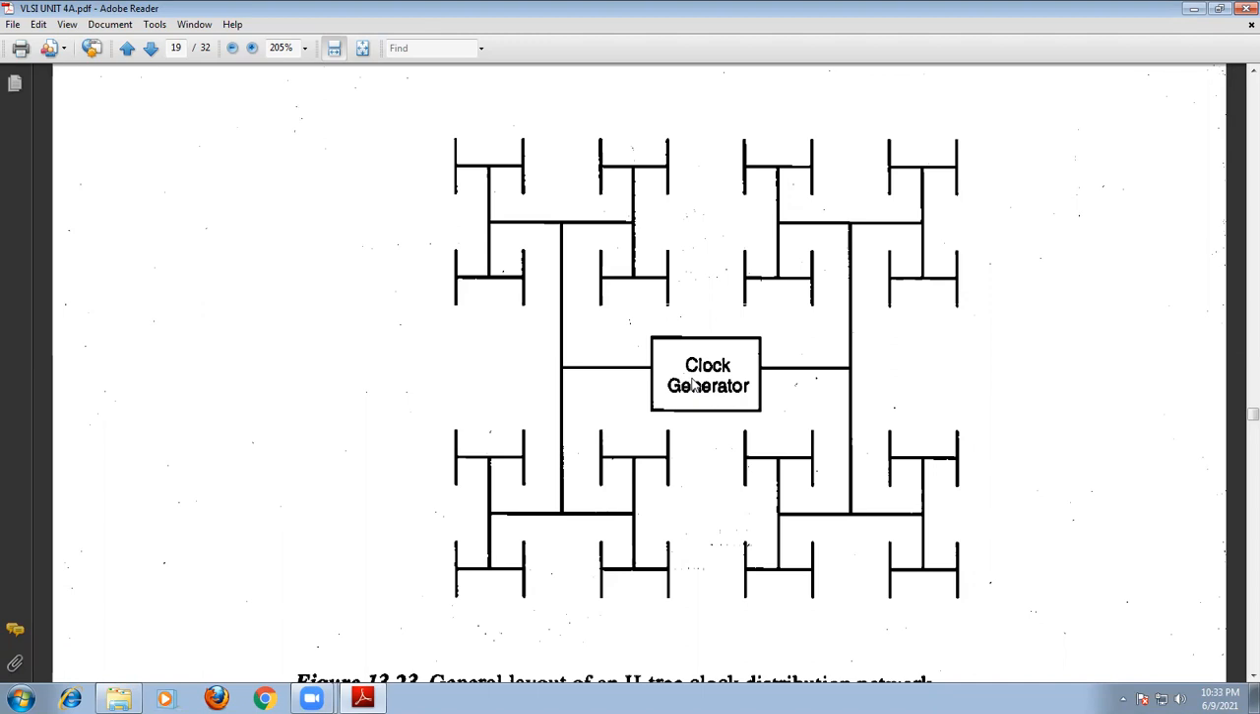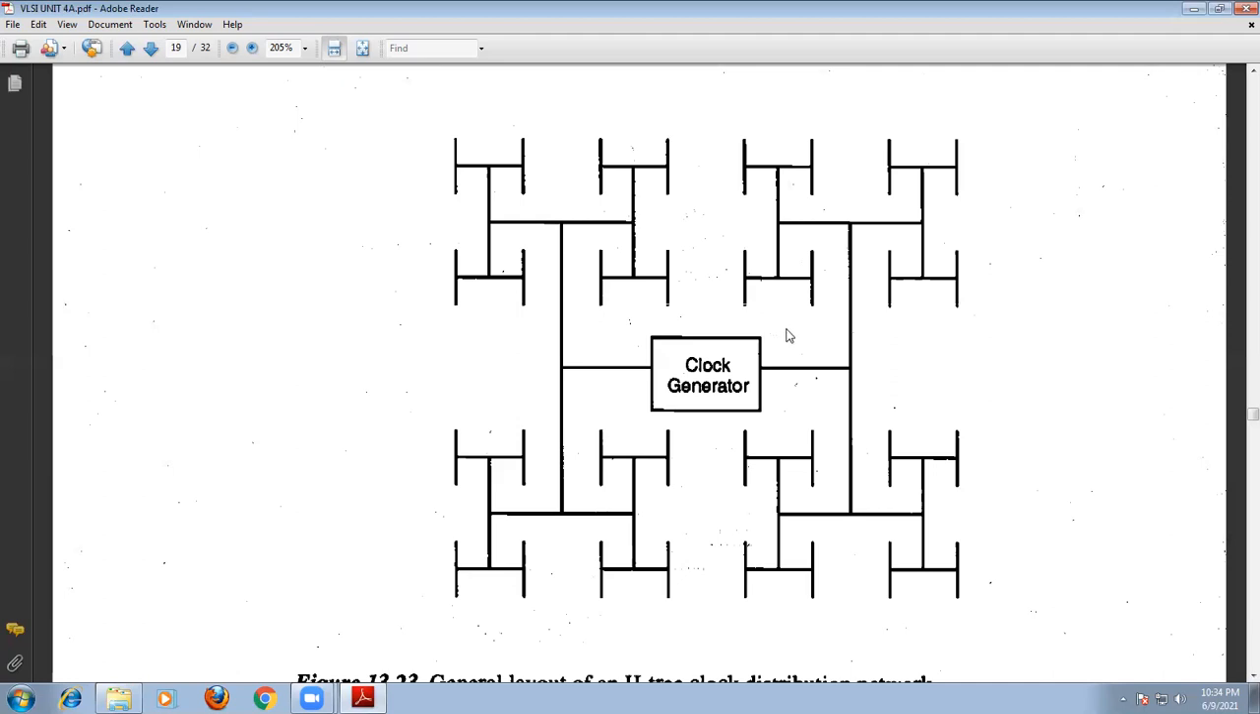But what is the problem in this case? The structure is very difficult to implement in practice, because of routing constraints and different fan out requirements. So this circuit is very difficult to construct.